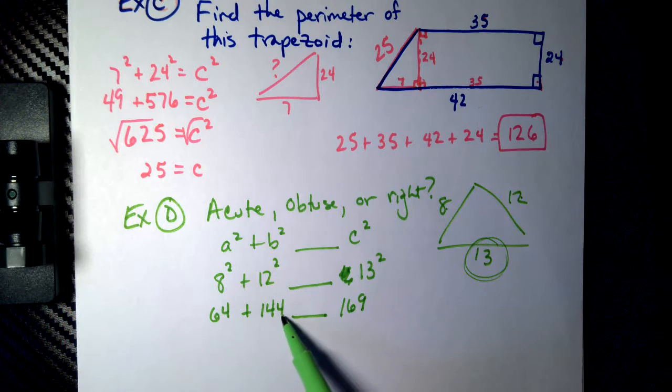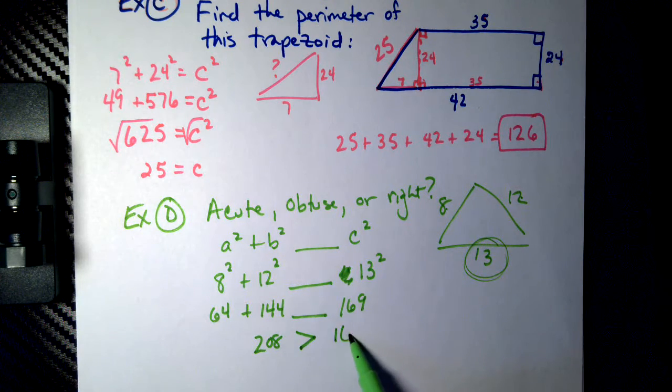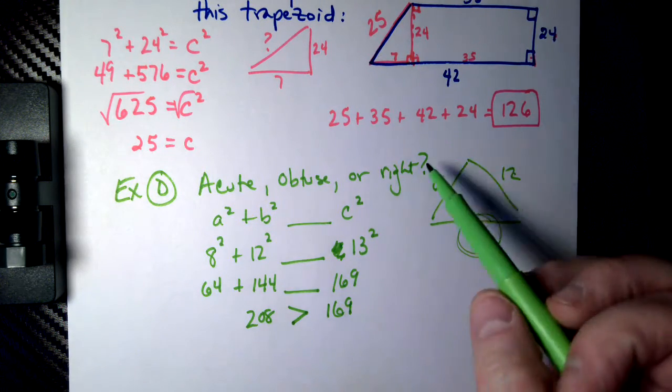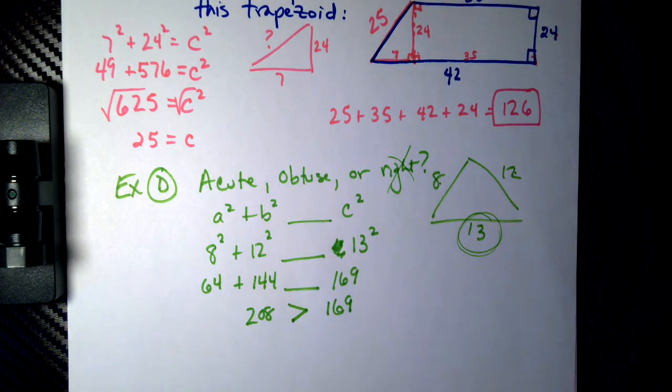Well, I could tell you already. As soon as you add 60 onto 144, you're at 204. Add 4 more, you're at 208. And that's definitely bigger than 169. Now, you have to keep in mind, it's definitely not a right triangle. You can eliminate that because it didn't come out equal.